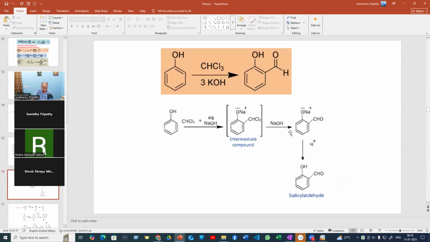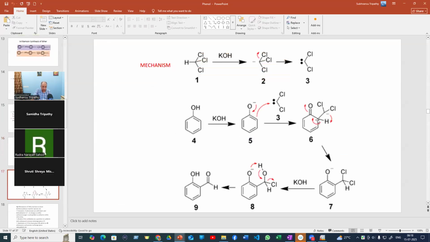And then acidification. Of course, here we have already used more. We have not shown you. Excess of NaOH has been used, so acidification is needed at the last stage. And this phenoxide has to be brought down to a neutral form, OH, by acidification. Now I am showing you first the mechanism.